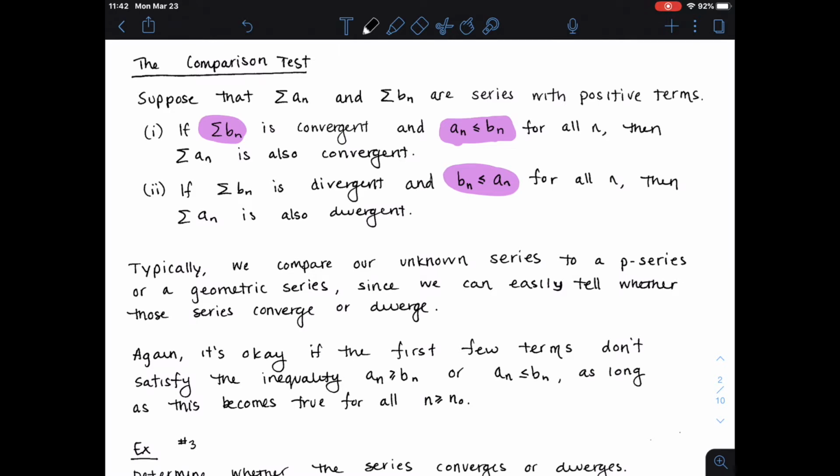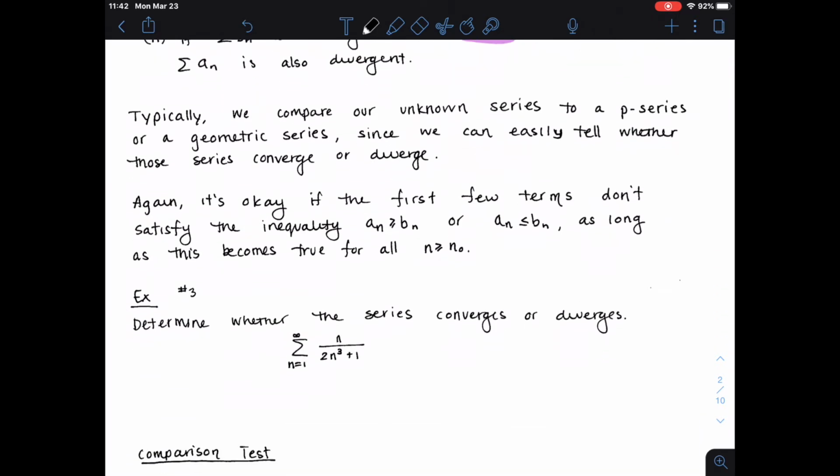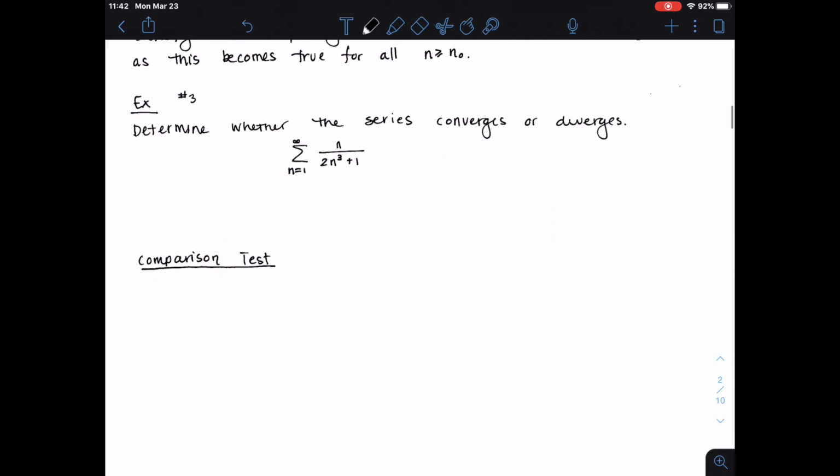So you've got two things that you have to show. The first is the series you have and the series you're comparing it to both have to have positive terms. And then you have to make one of these two inequalities. Then you're able to say that both series converge or both series diverge. Okay. So let's go ahead and look at an example.